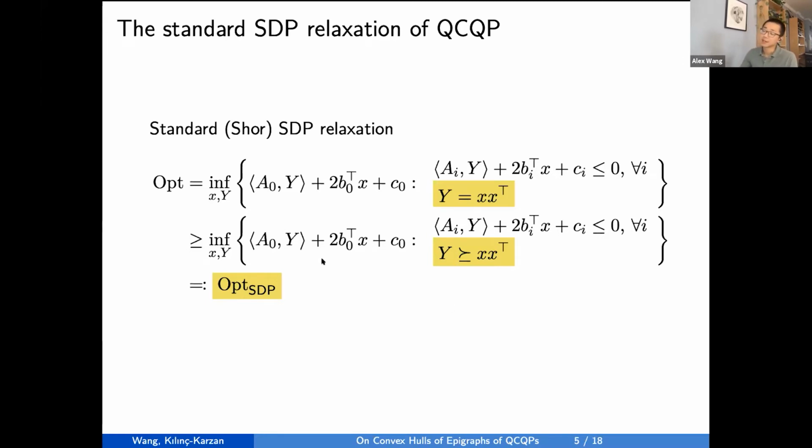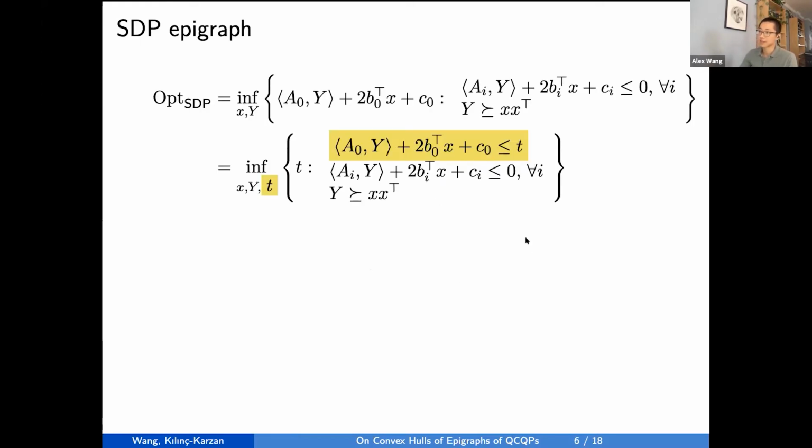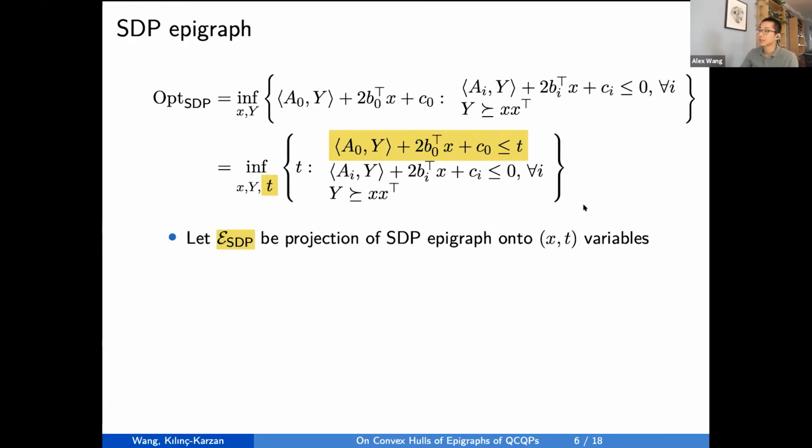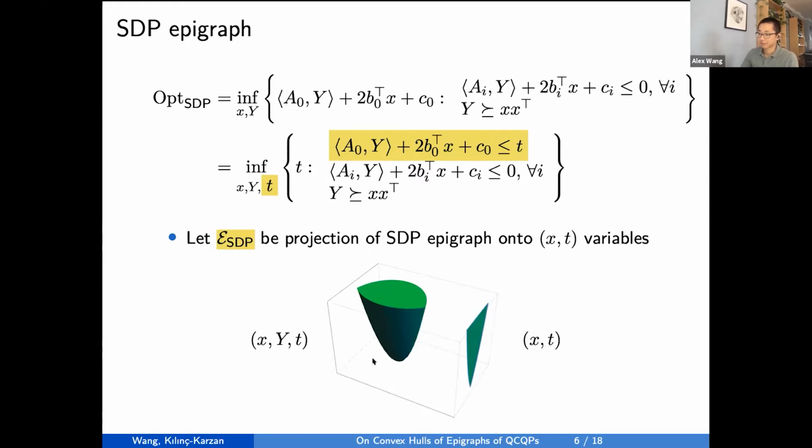Cool. And I'll just play the same epigraph trick one more time. I'll move this objective function into the constraint set with this new variable t. The feasible domain on the second line here consists of triples x, capital Y, and t. So pictorially, that's this region on the left here.